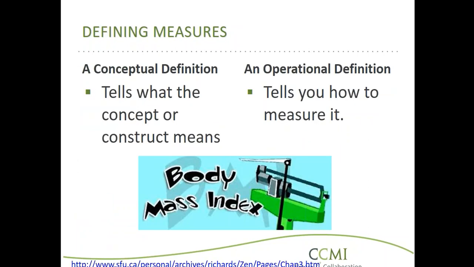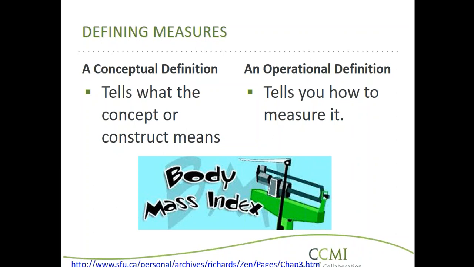When we talk about defining measures, we have to be very clear about what we mean. So it's one thing to say we're going to collect data on a body mass index. Well, what does that actually mean? What does it mean to collect data? An operational definition tells you what the concept or construct means. It clearly defines what the concept is and tells you exactly how to measure it. So in the case of body mass index, you have a very clear algorithm of how you go about computing that. And I'm sorry that the algorithm escapes my mind right at the moment, but clearly it's a combination of height and weight.